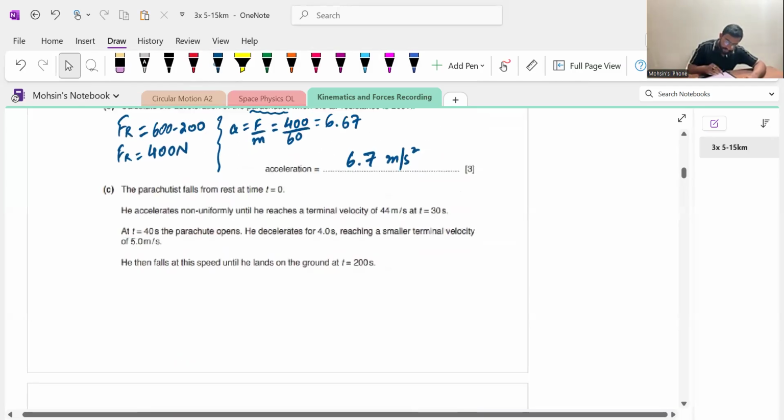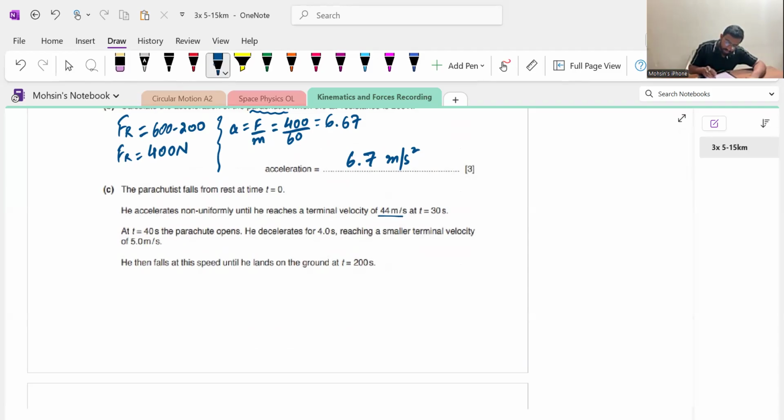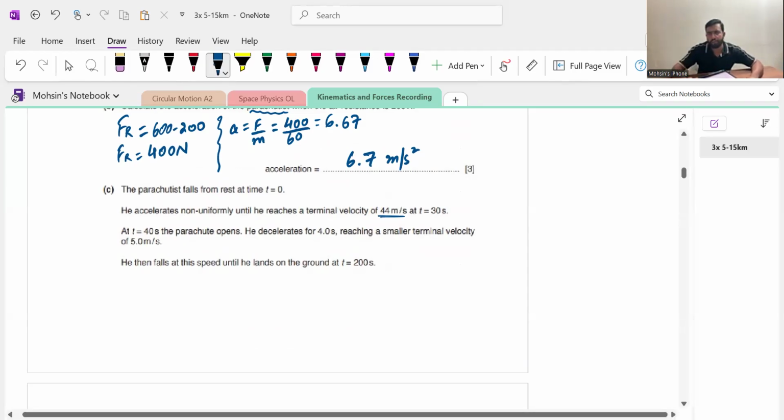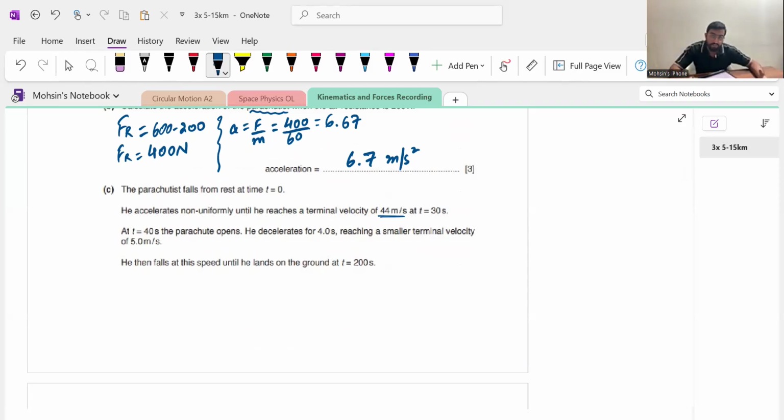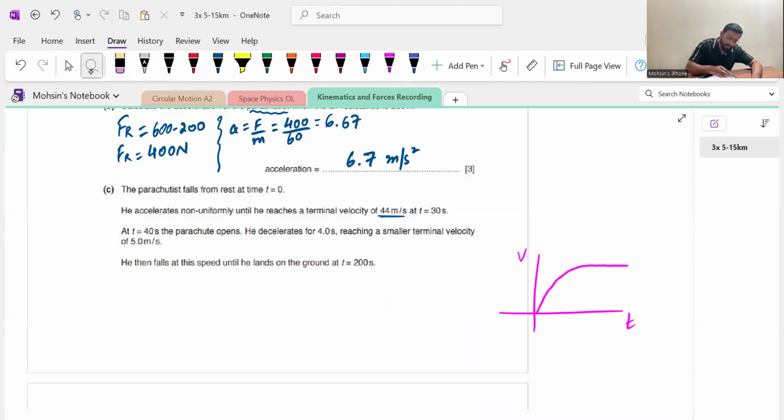Then he accelerates non-uniformly until he reaches a terminal velocity of 44 at 30. We know terminal velocity is the point when weight is balanced by air resistance, and at that point, the object continues with a constant speed. Before that, the pattern is that acceleration decreases. It's a speed time graph, so when you study the topic, you will know that the graph is like this. This point is when the object reaches the terminal velocity.